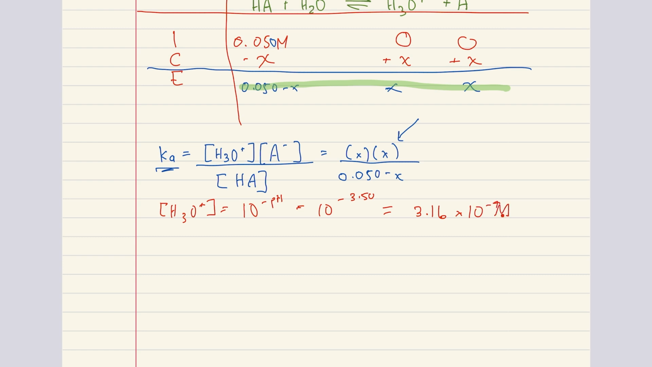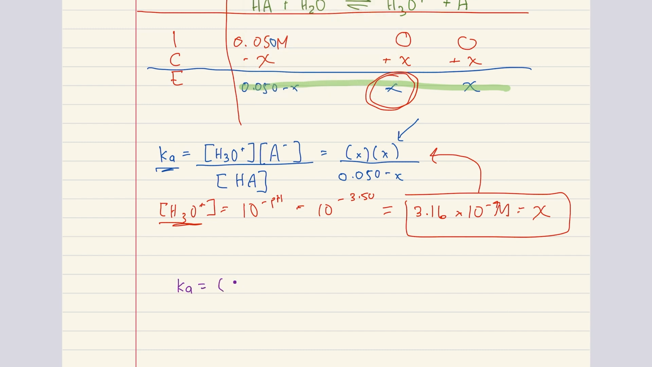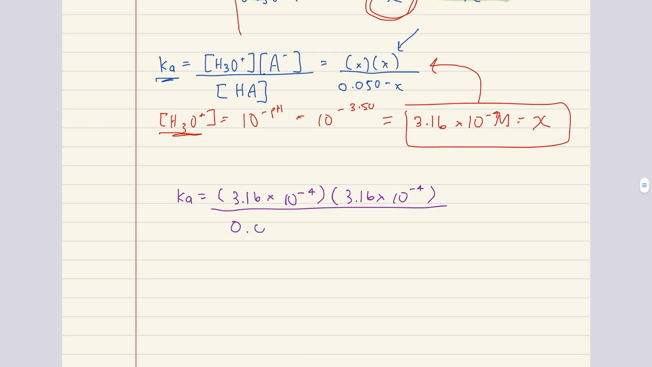Now again, we said that this is our equilibrium concentration of hydronium ions, which tells us what X is. And that's really important because now that we know what X is, we can plug this value back into our Ka expression and calculate the Ka. So now our equation looks like this. Ka is equal to 3.16 times 10 to the minus 4 multiplied by 3.16 times 10 to the minus 4, and that's all divided by 0.050 minus 3.16 times 10 to the negative 4.